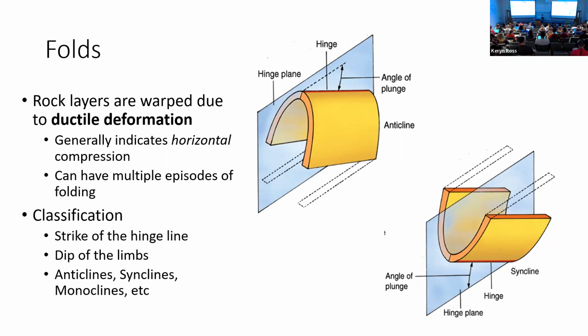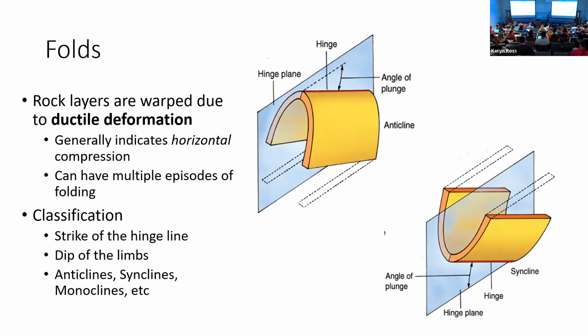So rock layers can be warped. Think of a blanket. When you're pushing together the edges, it's going to become these cute little waves in your blanket. This is due to ductile deformation, but more specifically, almost every time we see folding, it has to do with compression. I don't know of an example where you actually see folding happening when you have extension. It is always compression. It is always coming together, convergence of some type.